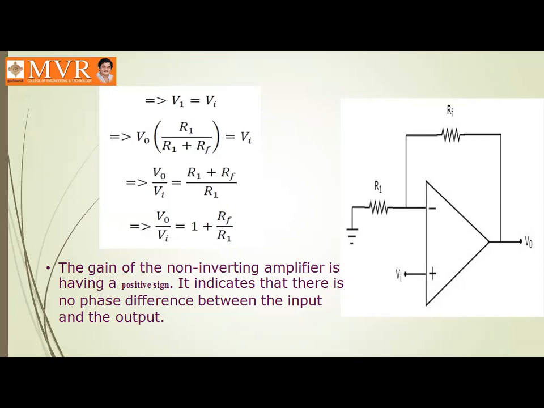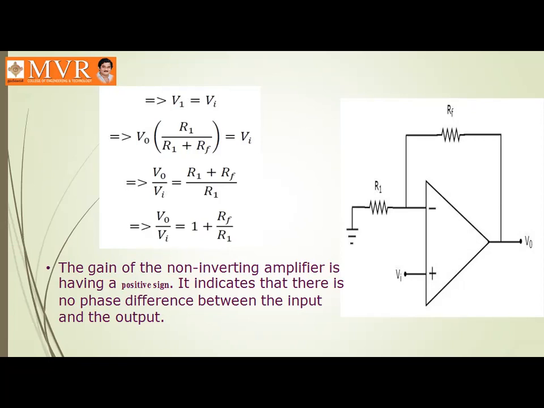So there is no inversion. The output has not been inverted. You can observe that the output has not been inverted, but it is amplified. The amplification is going to depend upon Rf and R1 values as well as plus 1. So if Rf by R1 is equal to 1, then the output will be doubled. If Rf by R1 is equal to 2, then the output will be tripled.